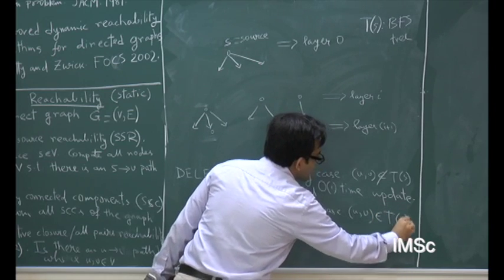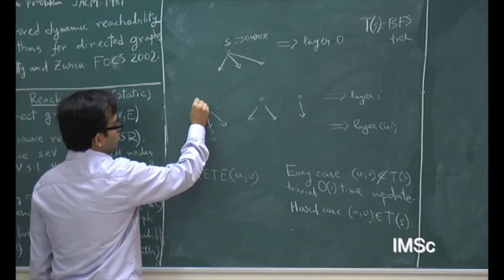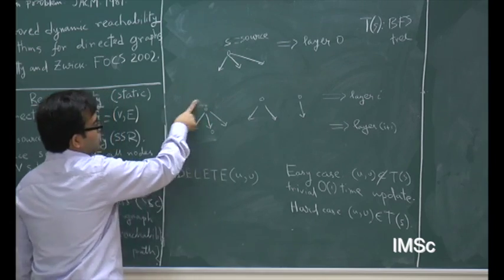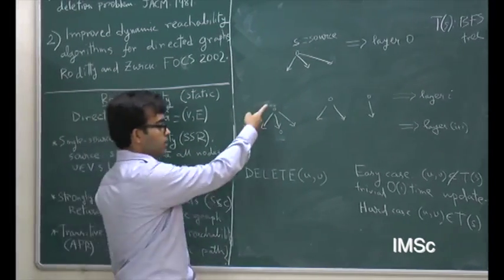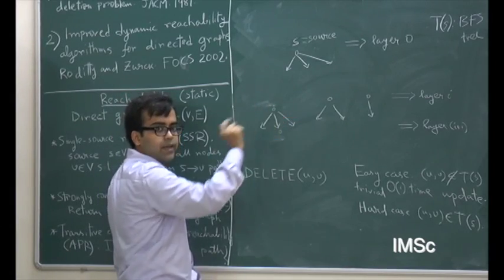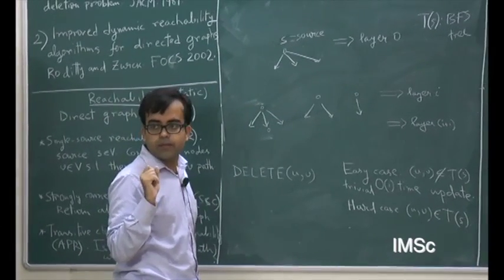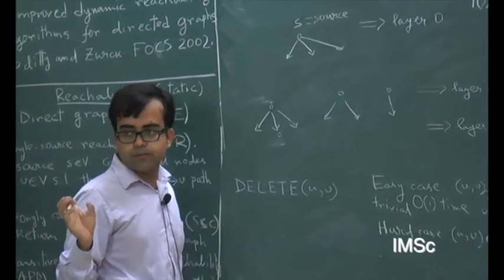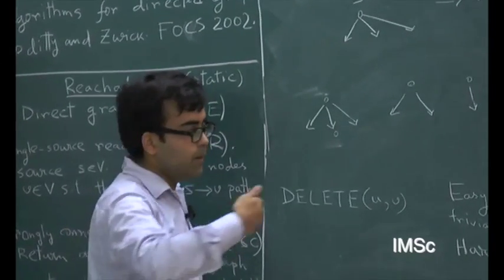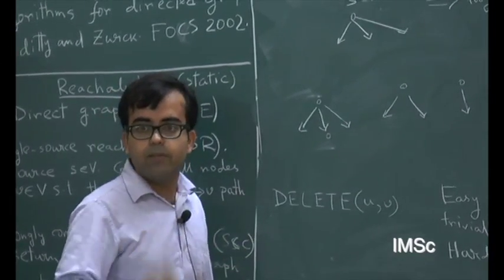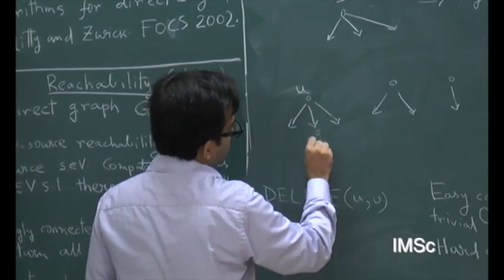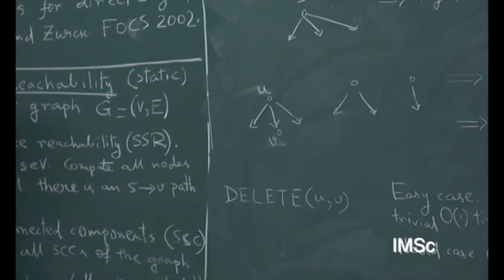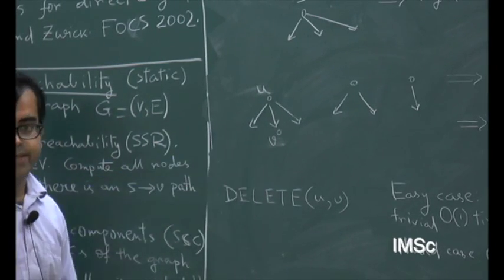So, the hard case. For the rest of the time, we are only going to talk about the hard case. UV is a tree edge. Now, a tree edge will always look like this, that U belongs to some layer I and V belongs to layer I plus 1. Right? It cannot be the other way around. I mean, if the parent belongs to layer I, the child will belong to layer I plus 1. Okay. Now, let us try to work it out ourselves. UV gets deleted.